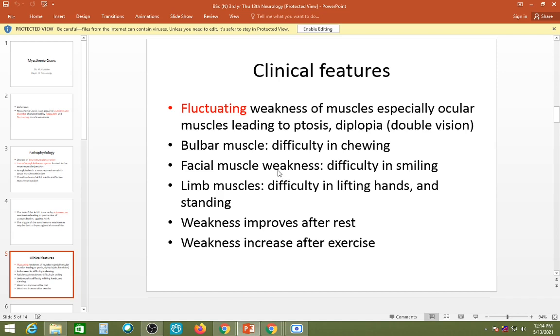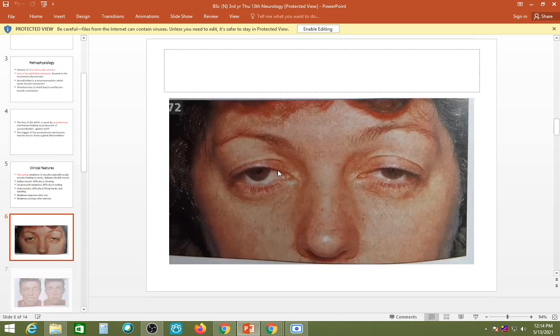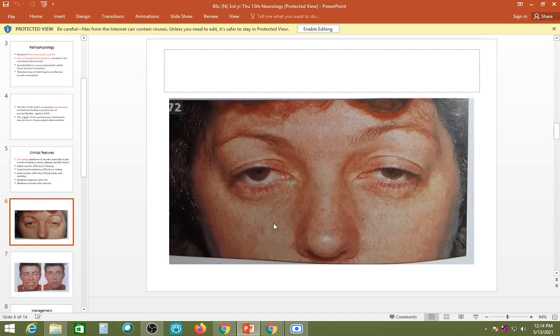It changes its behavior. This is a picture of ptosis, where the person cannot open the eyelids. The eyes are covered, partially opened and partially covered. Ptosis means inability to completely open the eyelids. So this happens not in the morning but towards midday because it is fluctuating.